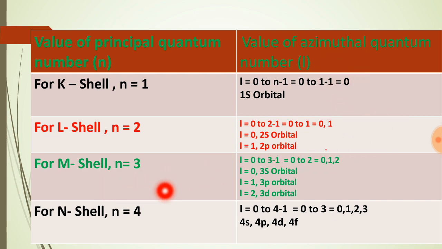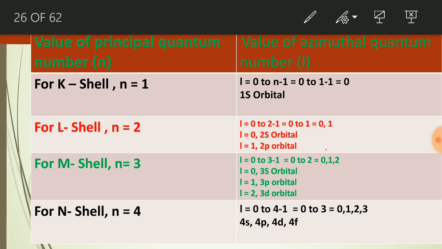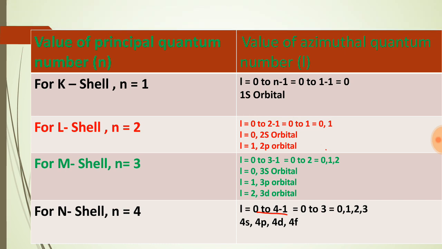For n is equal to 4, L takes 0 to 4 minus 1, so 0 to 3. It takes the value from 0 to 3. That is 4s, 4p, 4d and 4f. In detail you need to study in class 11 in chemistry. Now let us only learn what is needed for your entrance. K shell has principal quantum number 1 and its azimuthal quantum number is 0 to 1 minus 1 or 0, 0 to n minus 1, and so on.